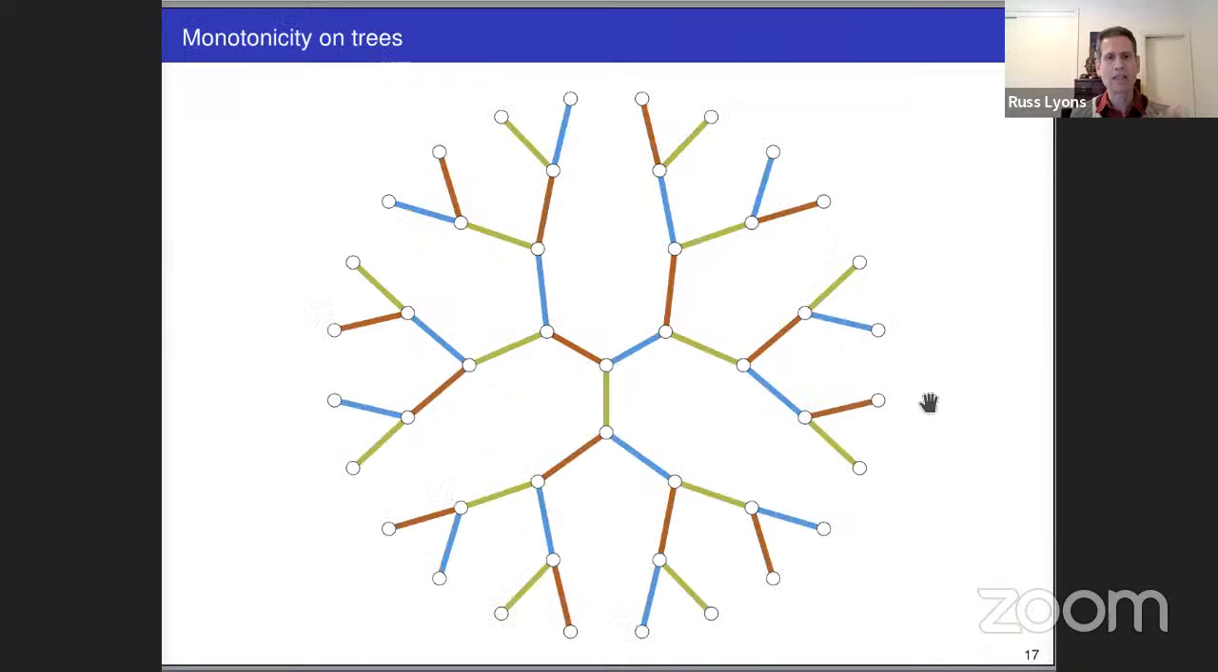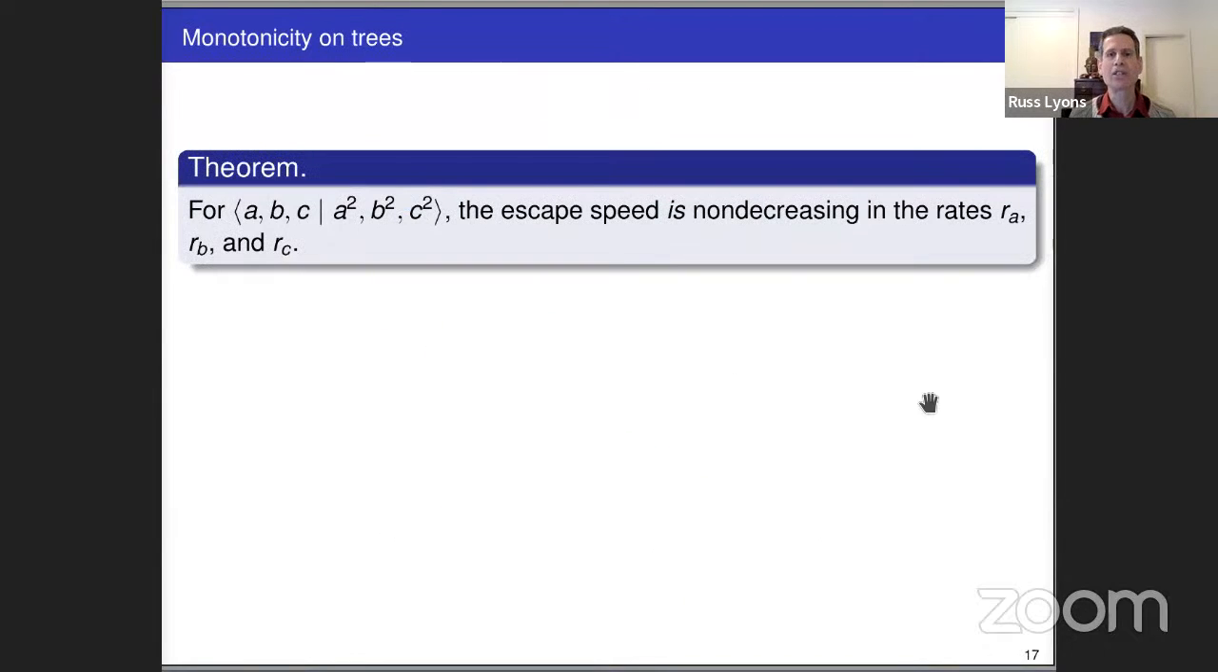However, what about the case of trees? Now we started with 3-regular trees there. Here it turns out it is monotone. The escape speed is non-decreasing in each rate separately. Now, how are we going to prove that? And how are we going to give a nice proof, given that we just said that this kind of coupling that we would like is not possible?